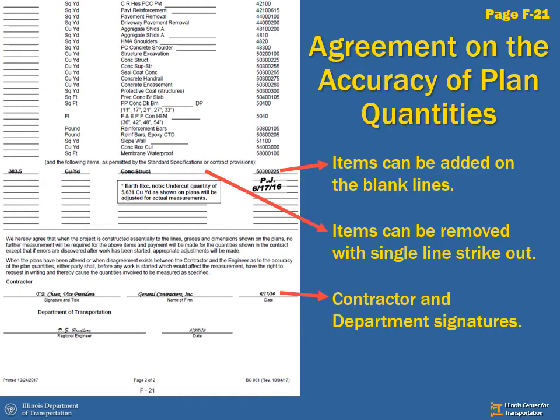On page F21 in the DOT guide, continuing on, this is page 2. We do see some weight units here. We've got pounds, but if we look closely, those are reinforcing bars, and we're going to calculate that. It's not paid by a weight ticket. Just remember, paid by a weight ticket cannot go on our BC 981.